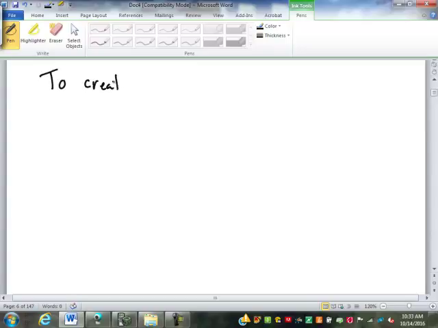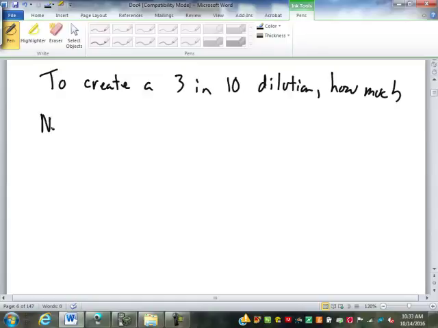If I wish to create a 3 in 10 dilution, how much water, how much NS, should you add to 21 milligrams of serum?